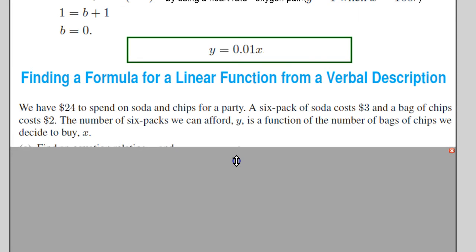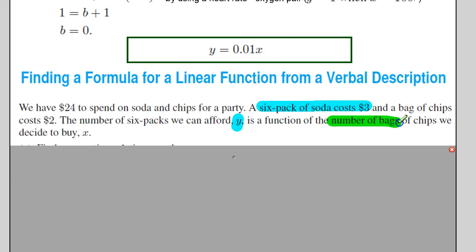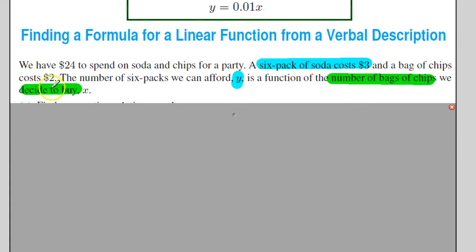We have $24 to spend on soda and chips for a party. A 6-pack of soda costs $3, and a bag of chips costs $2. The number of 6-packs we can afford is Y. So Y represents the number of 6-packs of soda, and then X represents the number of bags of chips we decide to buy.